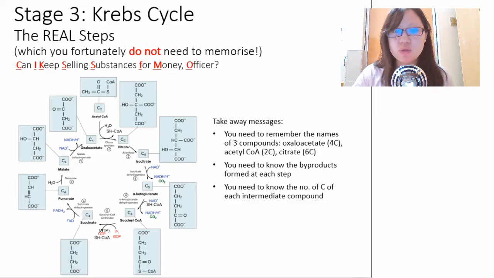Number 3, you need to know the number of carbons in each intermediate compound. So oxaloacetate has 4, acetyl coenzyme A has 2 carbons, and then citrate has 6 carbons. But after that, the carbon number changes as well. The easiest way to remember it is that every time CO2 is removed, the carbon number reduces by 1. Remember that each step requires an enzyme, and the enzyme is usually not shown in diagrams, and that is okay. Just remember it's catalyzed by enzyme and it's tightly controlled.